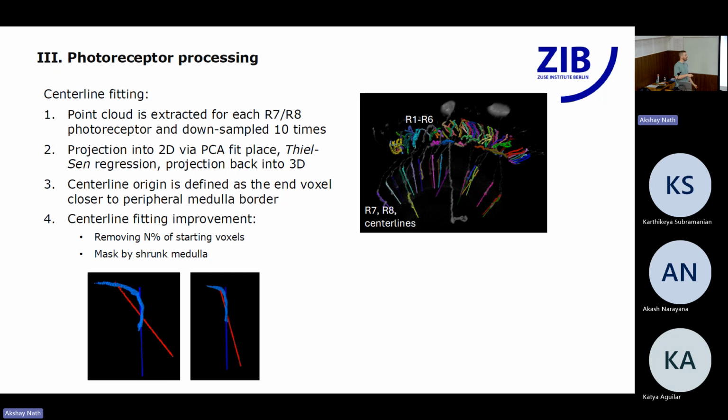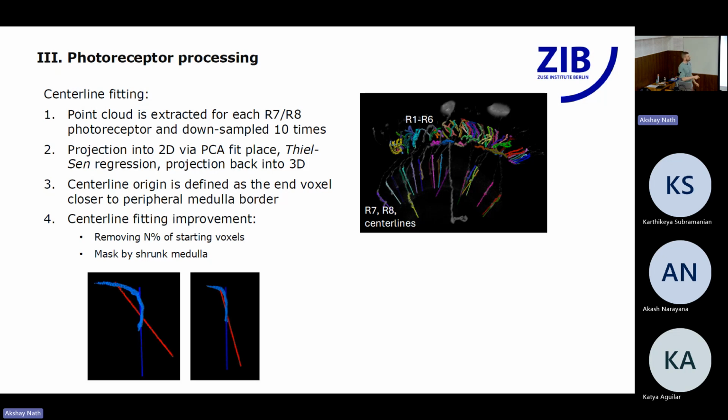Into each point cloud of photoreceptor, we fit a best fitting plane. This plane is determined by performing PCA to get the two components of PCA. Getting their vector product gives us the normal to the best fitting plane. And then we project these points into this plane. So basically, points of each photoreceptor are projected onto the plane that is fit to this point cloud. Then using Theil-Sen regression, we fit a center line, and the points of the center line are going to be later projected back into 3D.